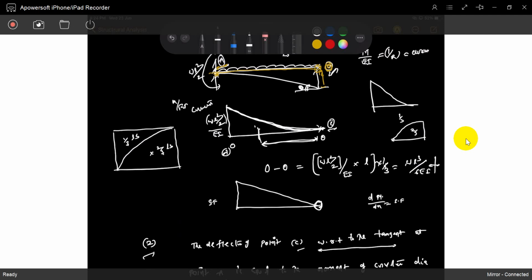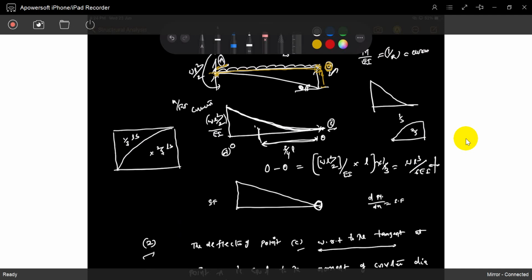What is the distance here? How much? So parabolic, how much distance is it? 2 by 3rd, 2 by 3rd, and 3 by 4. This is called 3 by 4. Understood? 3 by 4 of L.